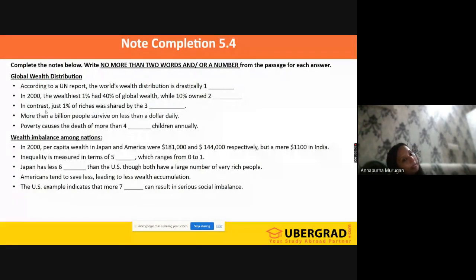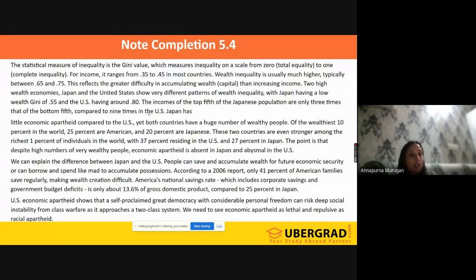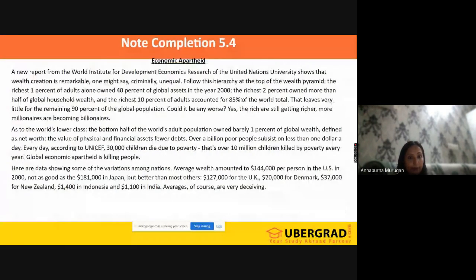In contrast, because these are notes, what will this be? In sequence. In contrast, just 1% of the riches was shared by the dash. In contrast, we have just 1% of the riches shared by the dash. Let us see who shared this 1%. Now go through it.